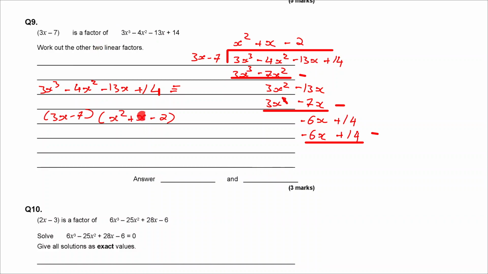But it says work out the other two linear factors, so I've got to factorise this here. If I factorise this, that's going to give me x plus 2 and then x minus 1. Okay, so this is the same thing as these three linear factors. So the answer is just going to be this: x minus 1 and then x plus 2. These are my other two linear factors.